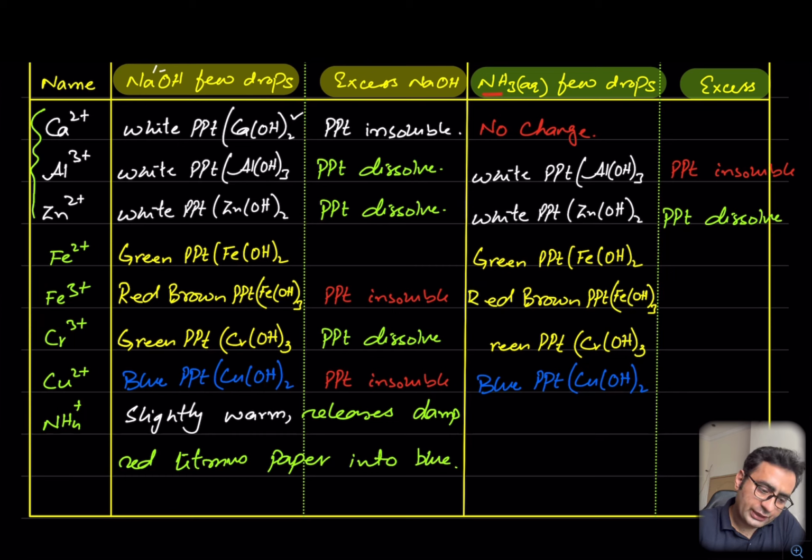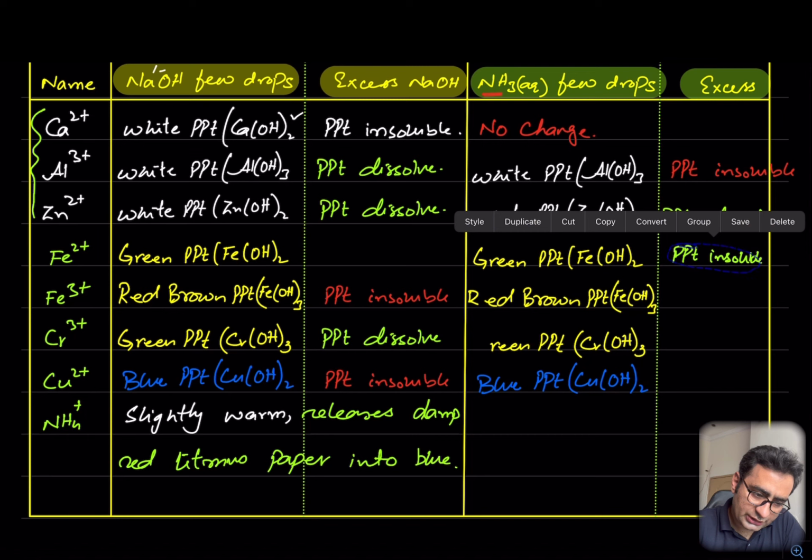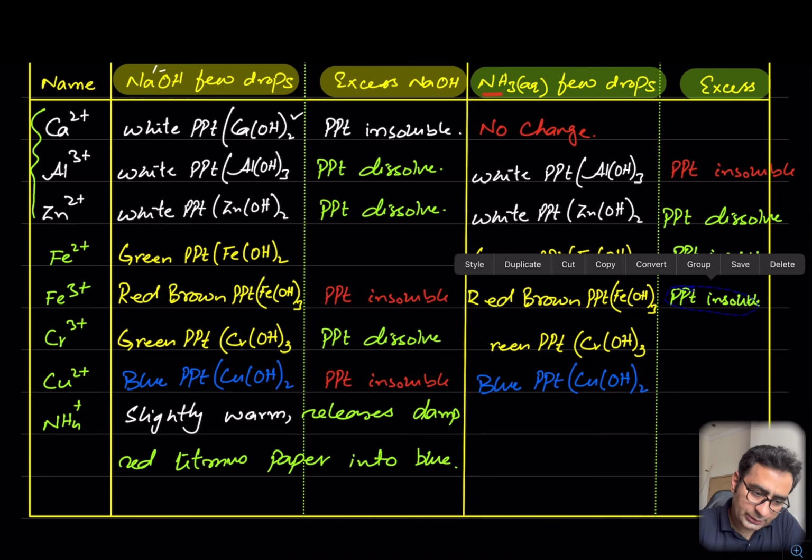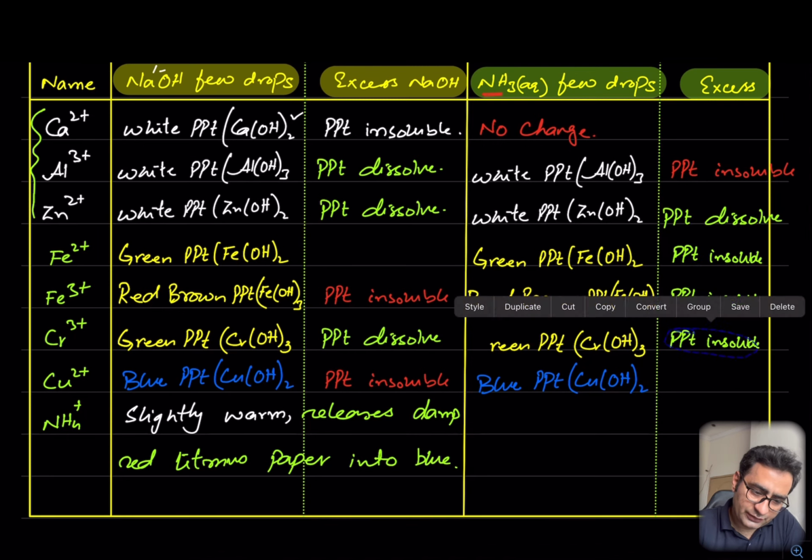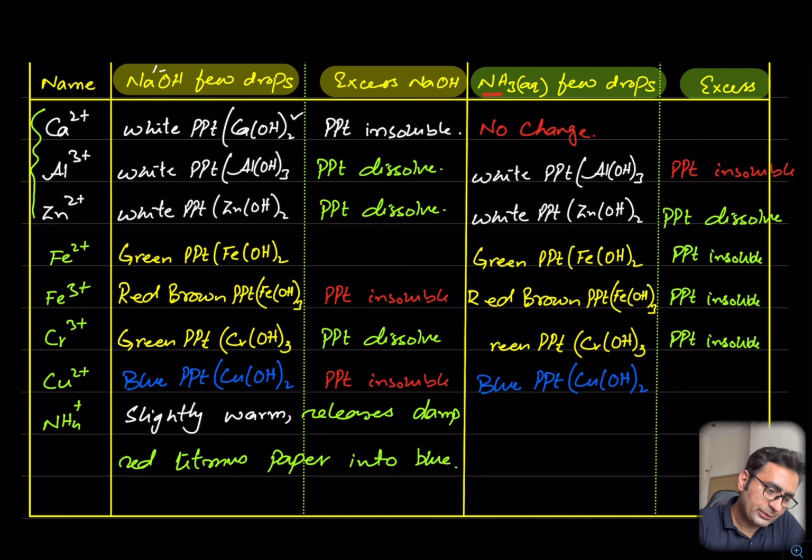Now the precipitate of green iron 2 hydroxide is insoluble. The same case with iron 3 positive and chromium 3 positive. Their precipitates will remain insoluble. But the blue PPT, copper hydroxide precipitate, dissolves to form a deep blue solution. And ammonium ion cannot be tested by aqueous ammonia.